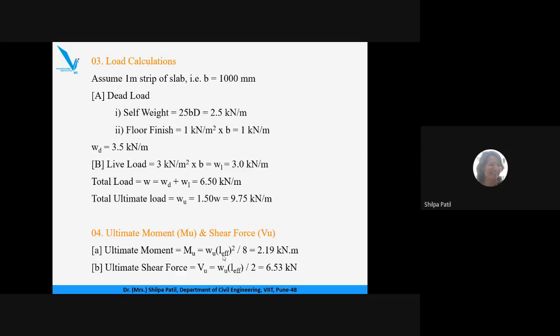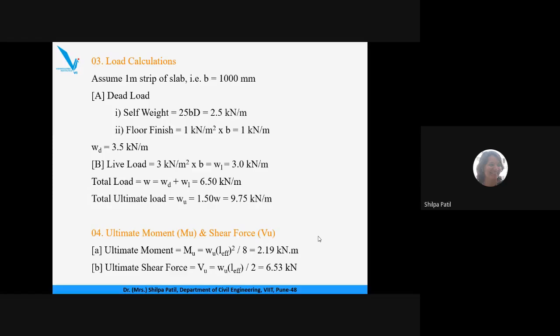What is the value? Effective length. Nobody has noted the value. 1340. Again, 1340. So put that value of 1340 here, effective length square divided by 8, we will get this value. Just verify whether we are getting 2.19 as the MU or not.